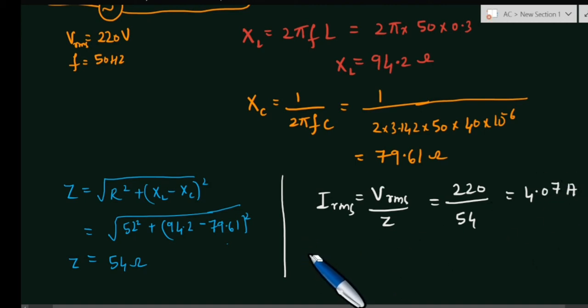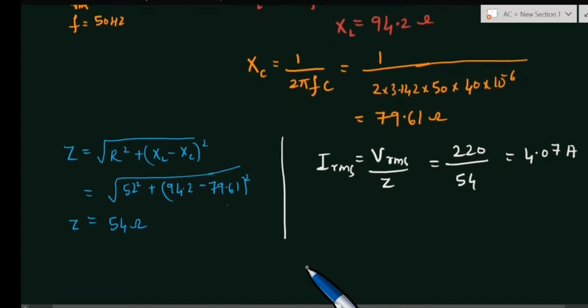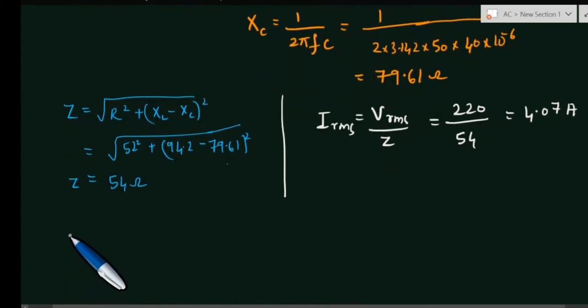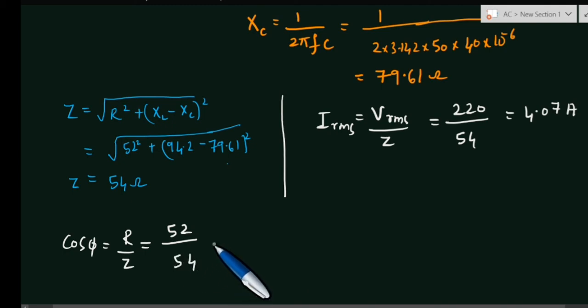And next they are asking what is the value of power factor. So power factor cos phi is equal to R divided by Z. So R value is 52 and Z value is 54, and this value is 0.96, and this is the value of power factor.